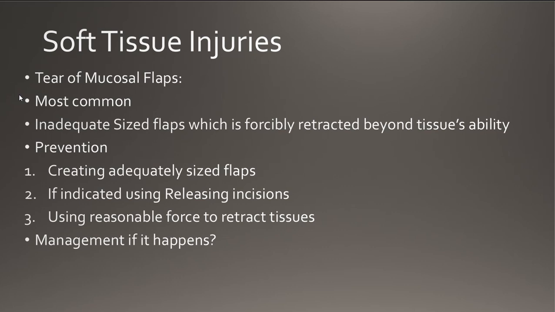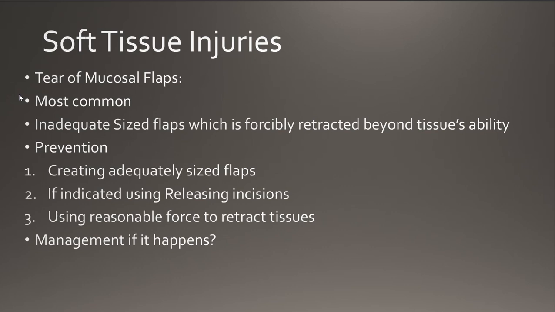Now, a long flap will heal the same as a small flap. So, we lengthen the flap, we do releasing incisions if needed, and we make a good amount of flap. When we retract it, we use good controllable retraction forces so we can prevent soft tissue tears from happening. Now, we mainly try to clean it, irrigate it with normal saline, and suture the wound.